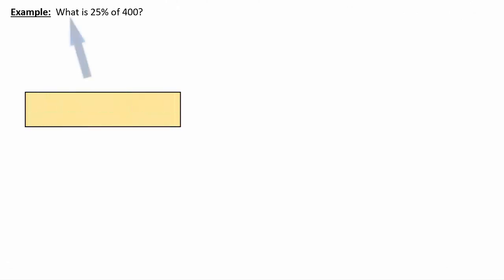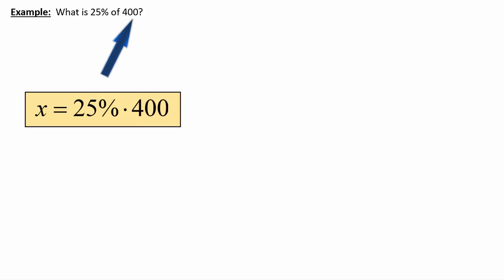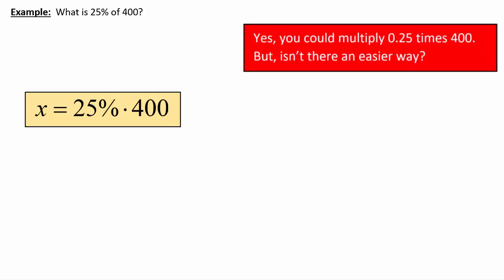What is 25% of 400? So let's translate this into an equation. What? Well, we'll call that x. Is, well, that's equals. 25% of, that's multiply, 400. So we have x equals 25% times 400. We could change 25% into a decimal and multiply 0.25 times 400. And if we had a calculator out, that's probably what I would do. But isn't there an easier way if we're doing it by hand?